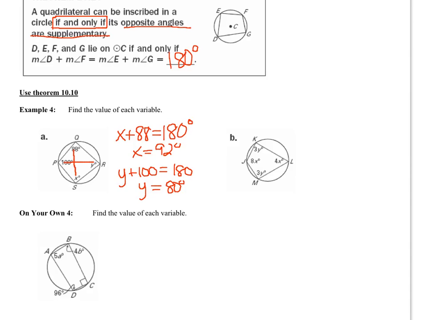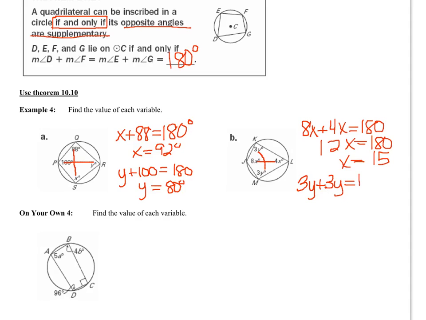Looking at part B here, again, opposite angles have to add up to 180, so we can write 8x plus 4x equals 180. So that means 12x equals 180. Divide both by 12, and x would equal 15. For the second part, we know these two opposite angles, again, have to add up to 180. So 3y plus 3y equals 180 degrees. That means 6y equals 180 degrees. Divide both sides by 6, and you'll find that y equals 30 degrees. Yeah, 30 degrees, that is right.